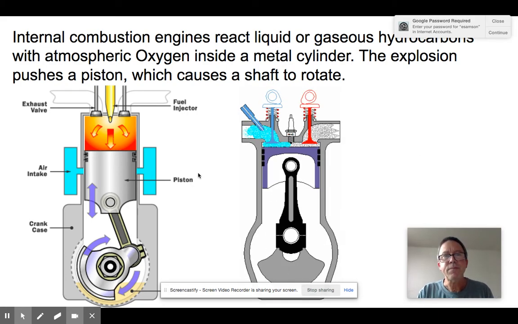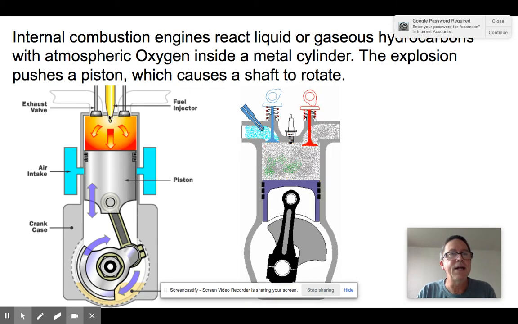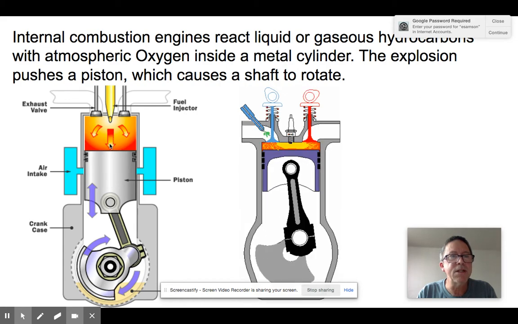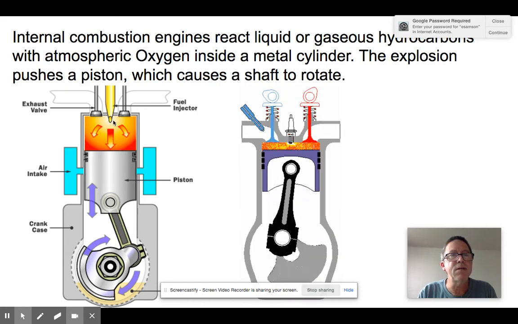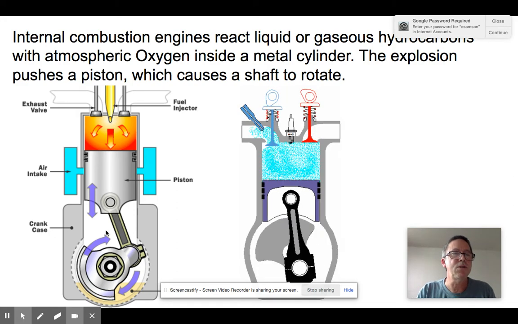Now, basically what happens is we bring in fuel and oxygen, and when we get just the right mix, we compress it with this, and when we get just the right mixture at the maximum compression, a spark ignites it, causing an explosion, which pushes this downward.